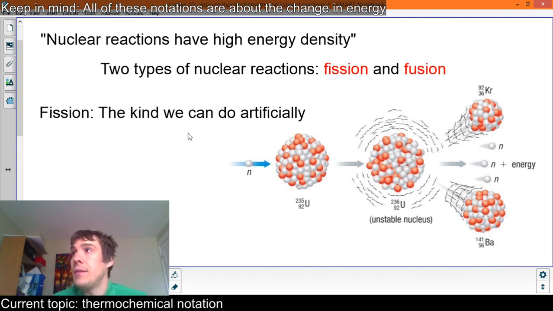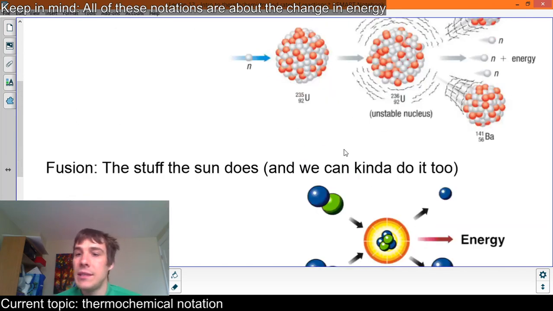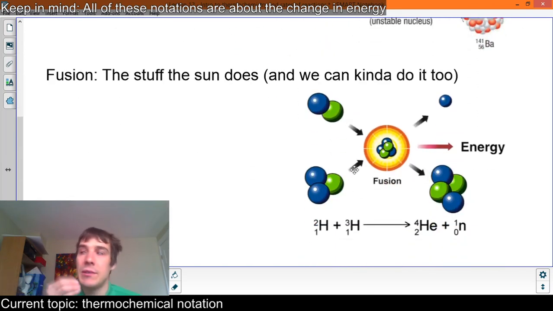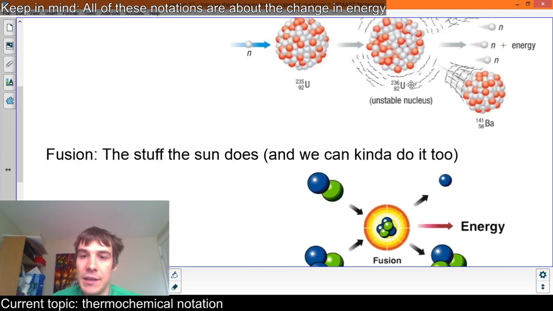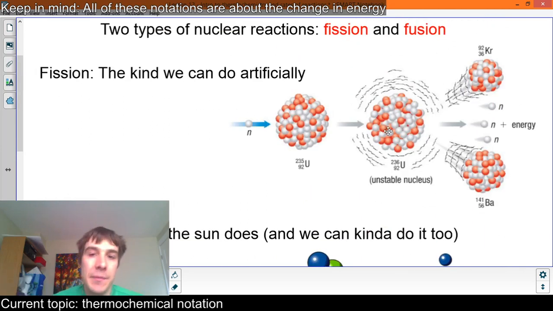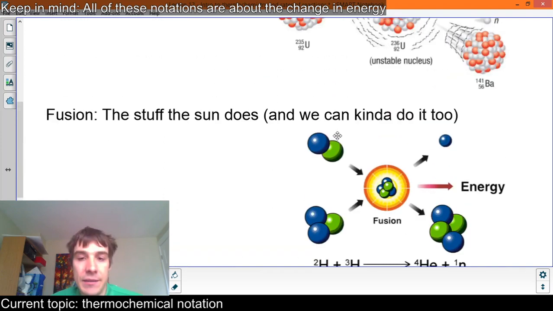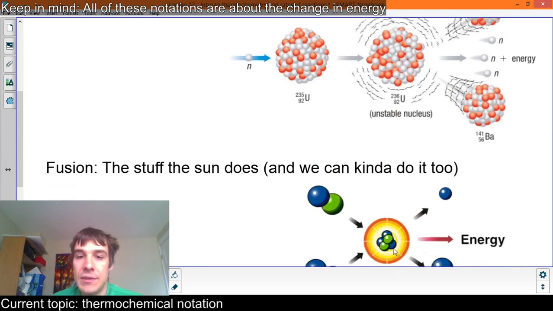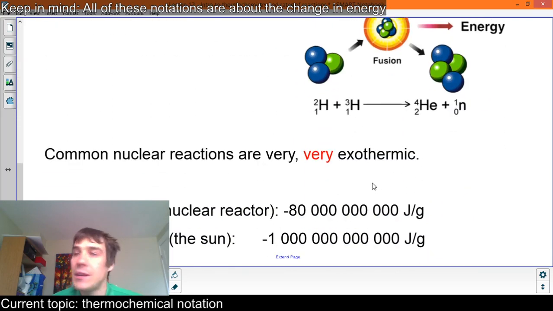All right, so fission versus fusion. Fission is when a big nucleus breaks apart. Fusion is when small nuclei come together. Both can release energy. Fusion will release energy when small nuclei fuse. Fission will release energy when big nuclei break apart. Small nuclei fusing, big nuclei breaking apart. Typically when 2 small nuclei fuse, or when a big nucleus breaks apart, the release of energy is very, very exothermic.